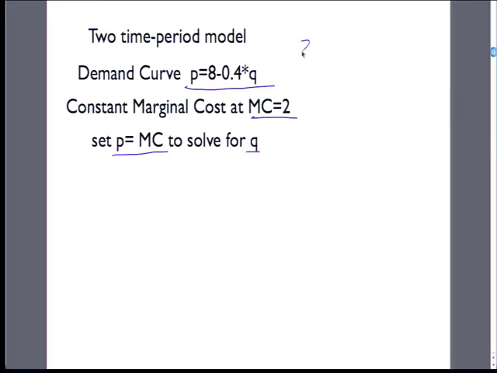So this is some review from early on. We have marginal cost equals the price. That's what this firm's going to do with their output. So it's 8 minus 0.4 Q. So anybody see what Q is going to be?